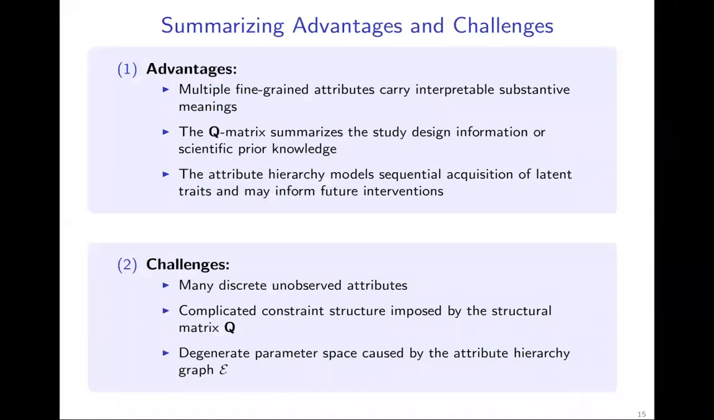So on this slide, I'm summarizing my views of the advantages and the challenges brought by this latent attribute modeling. The advantages include that because we have multiple fine-grained attributes, they can carry interpretable substantive meanings. And also the Q matrix summarizes the study design information or encodes the scientific prior knowledge, which is also very useful in modeling.